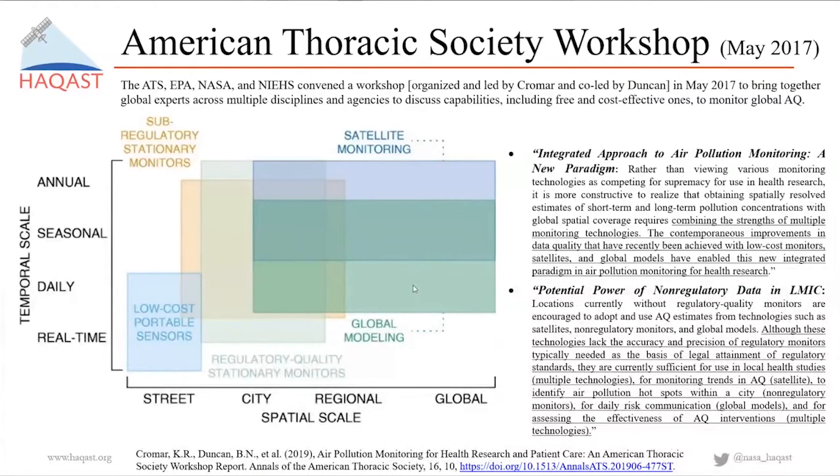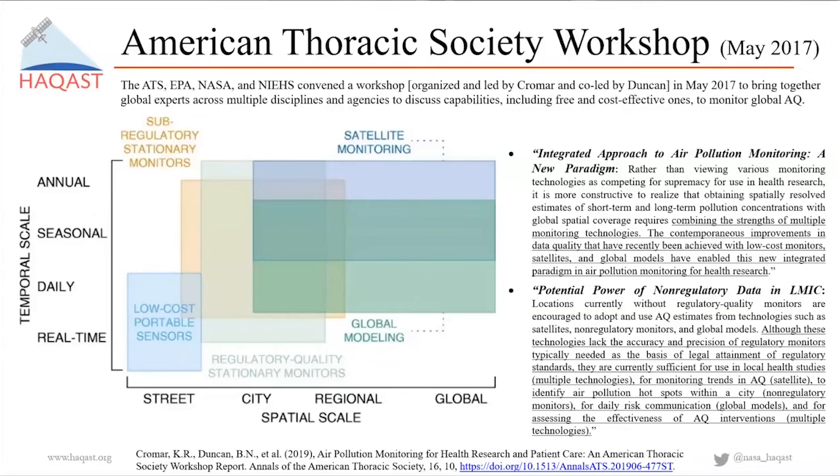So let me start off my talk first before I tell you about my PI project. Let me tell you about a workshop that Kevin conceived and I co-led with him in May of 2017. He approached me in 2016 and said, would you be willing to be a part of an American Thoracic Society workshop? It would bring together global experts across multiple disciplines and agencies to discuss capabilities to monitor global air quality. And these would include free and cost-effective capabilities.